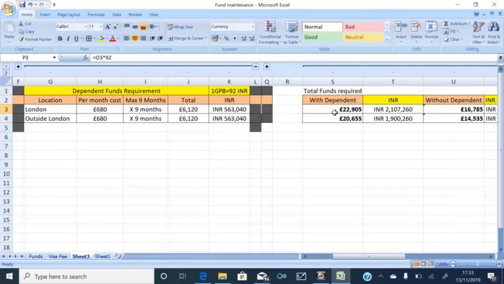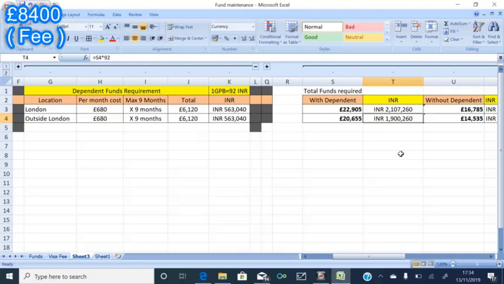Your total cost with dependent for London location is £22,905. Outside London, it would be £20,655, which comes to like 21,07,260 rupees for London location, and for outside London it would be 19,260 Indian rupees, depending on, it might vary a little bit based on your currency conversion rate and also the course fee. So in this scenario, we use the course fees as £8,400.